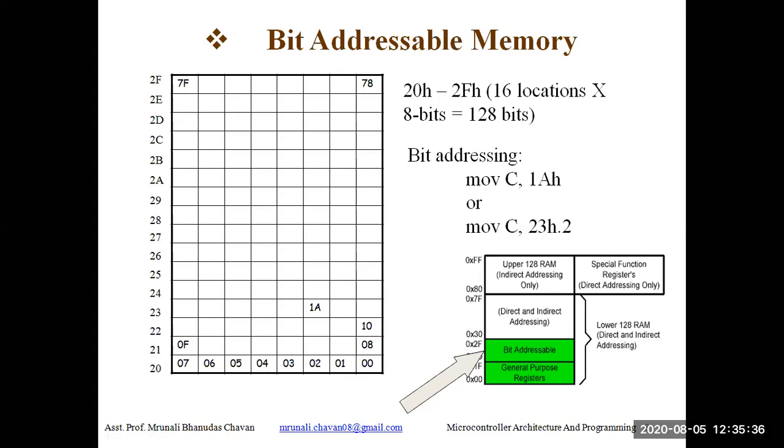So this is a bit addressable area. Locations 20 to 2F can be used for bit addressable operations or for the Boolean operations. Next one is direct memory, scratchpad memory. These total 80 bytes are used for the user or general purpose RAM, that can be used as a general purpose RAM.